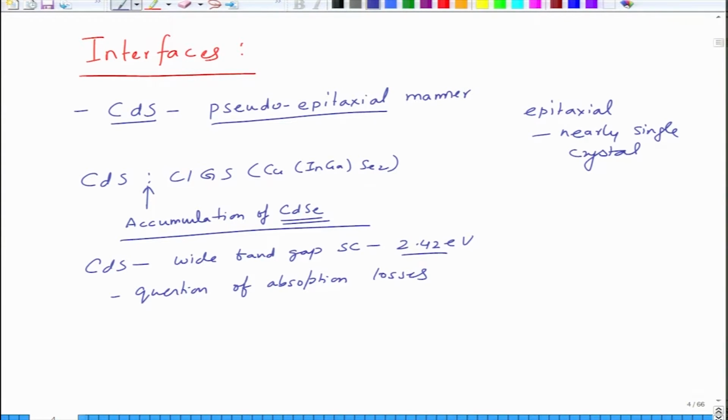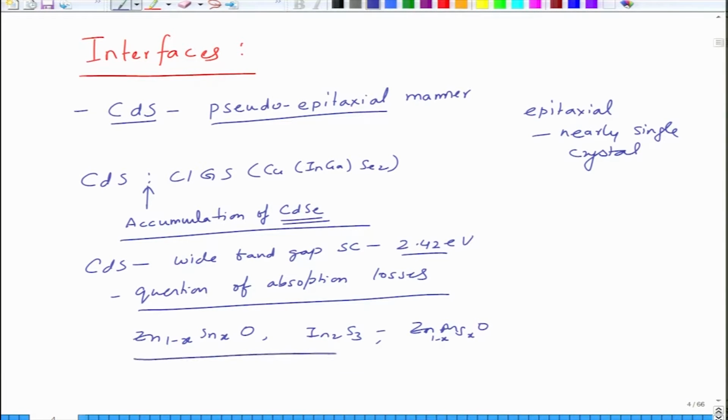So, people have tried to look for alternatives to CdS, things like zinc tin oxide, indium selenide, etc. They have been researched to look for an alternative, even towards forming zinc magnesium oxide, ZnMgO. So, these have been tried to replace CdS. However, CdS is the most used material in case of these films.